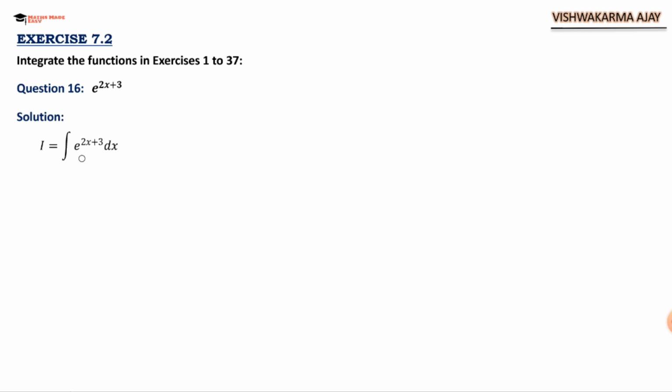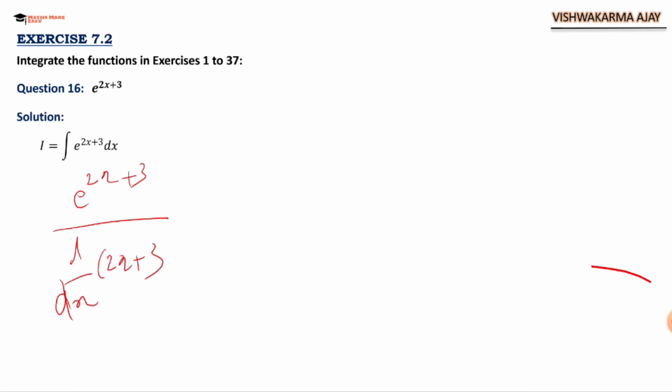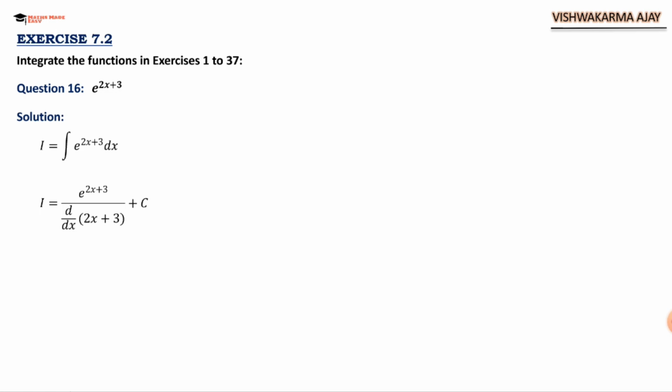That's why it is not always visible, but it is there. So in this case, I'm going to integrate e to the power 2x plus 3 dx as e to the power 2x plus 3 divided by d upon dx of 2x plus 3. Now the derivative of this term is 2. That is it. This was very easy.